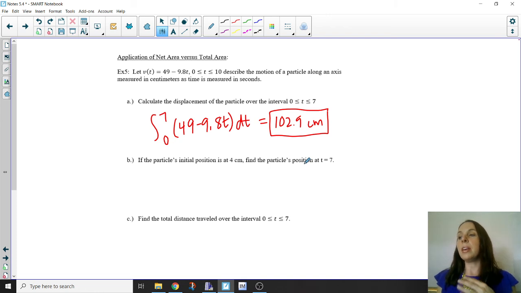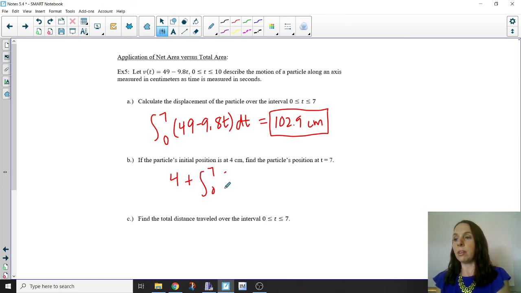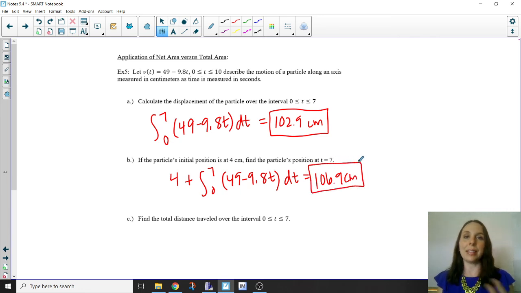So take a look at part B. If the particle's initial position is at 4 centimeters, find the particle's position at 7 seconds. Now that we know that the initial position was at 4 centimeters, the position of the particle is going to come from the expression 4 plus this integral from 0 to 7. We already know that the answer to this integral is 102.9. Add 4 to that, we now have 106.9 centimeters. That's all still using net area.